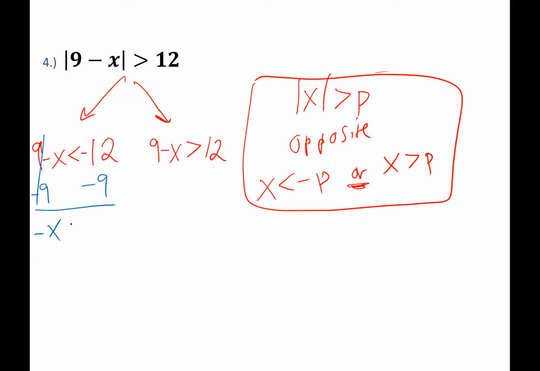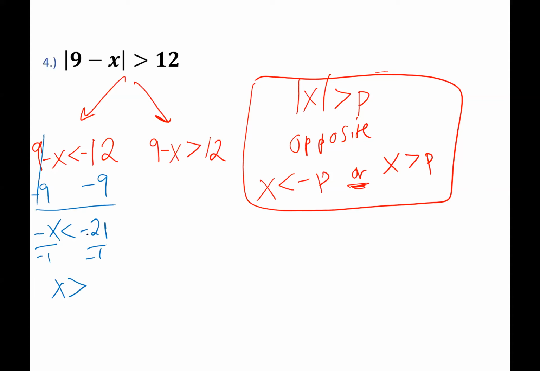Negative x is less than, let's see, this is now negative 21. I now need to divide by negative 1 to finish getting x by itself. When I do that, this less than is actually now greater than. So I'm now flipping my inequality. We do that when we divide by a negative. Okay, so just remember that rule. Whenever you divide or multiply by a negative, the direction of your inequality sign flips.